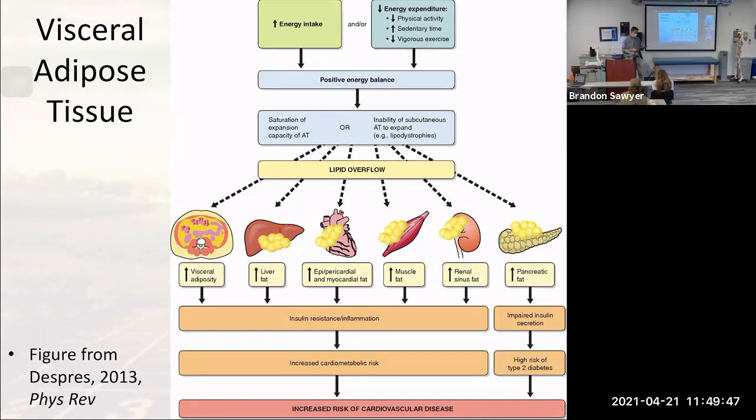So visceral adipose tissue, this is a schematic that shows how we form visceral fat. Okay, so it's always about this balance of energy, right? If we have an increase in energy intake, meaning we're eating more, and we have a decrease in energy expenditure, which means we're not moving as much, then that results in a positive energy balance, right? We've got more coming in than we do going out. And your body is so incredibly efficient at holding on to energy, right?